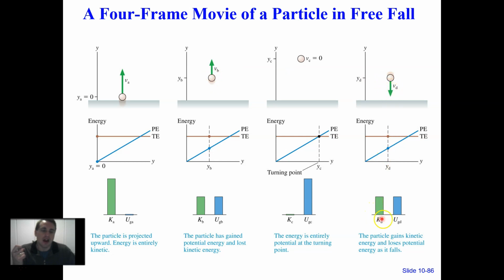And again, the object has kinetic energy again. It has gravitational potential energy, which is smaller than it was at the maximum height, the turning point. But it's going to lose potential energy and gain kinetic energy. This notion of transfer of energy and the conservation of mechanical energy is so fundamental to physics.